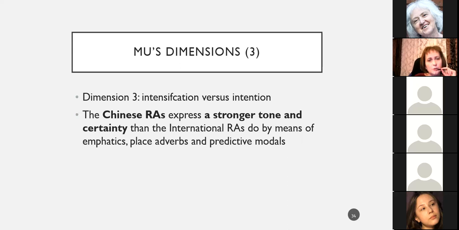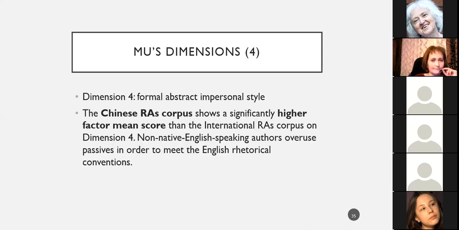The third dimension, called intensification versus intention. So the finding related to this dimension is that Chinese research articles express a stronger tone and certainty than the international research articles. This is achieved by means of emphatics, place adverbials, and predictive modals.